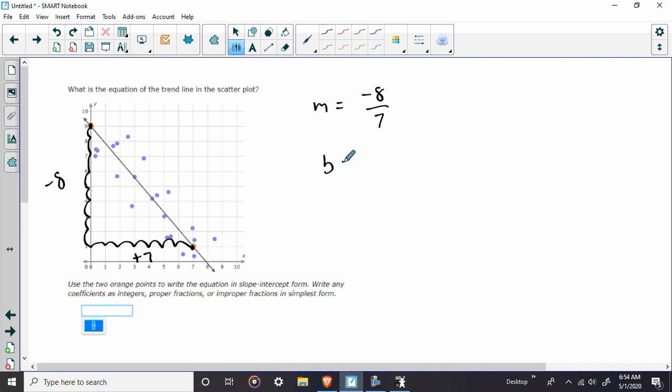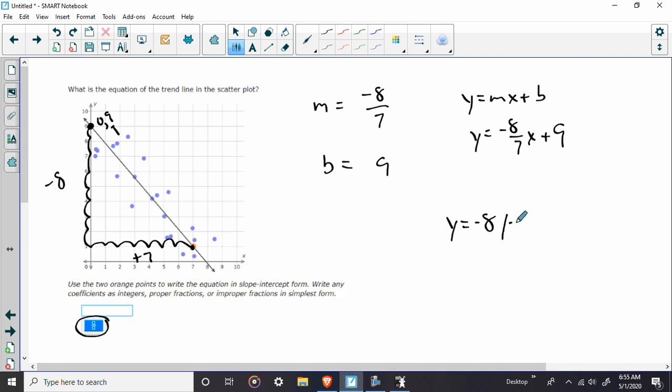And again, in this one, they're very nice. They gave you your y-intercept. What's your y-intercept? It's 9, right? This is the point (0, 9). So let's put it all together. y equals mx plus b. So y is equal to -8 over 7 x plus 9. And when you're putting it in IXL, you press this button to put in a fraction. But if you want, you can write it like this with a slash on it. I would stick to using the fraction button though.